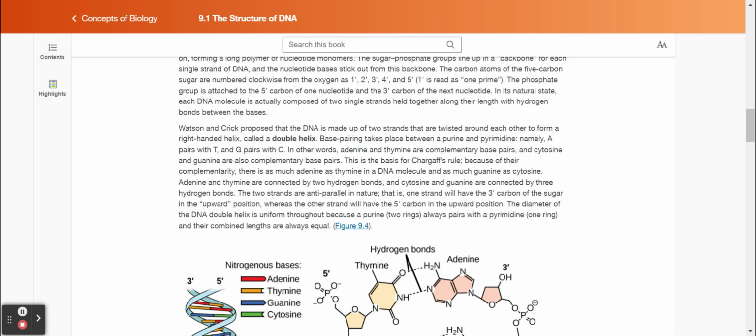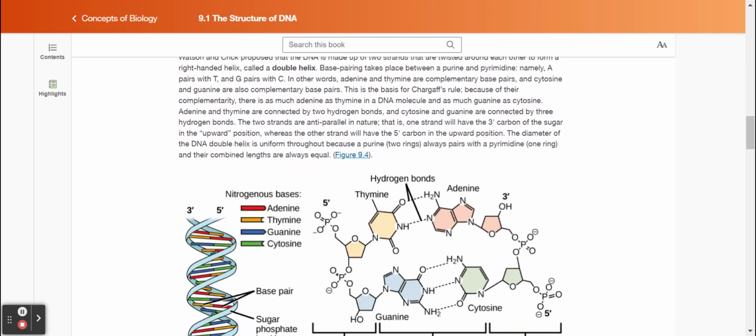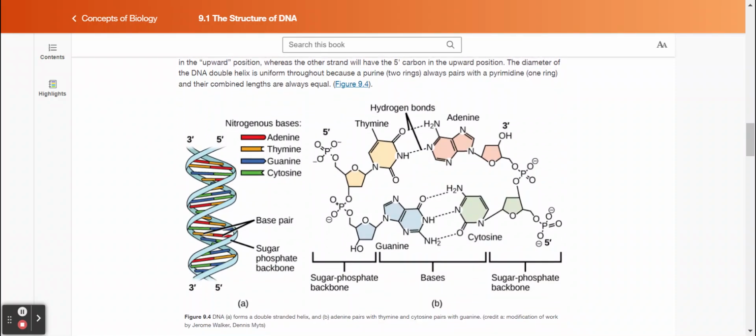The diameter of the DNA double helix is uniform throughout because a purine with 2 rings always pairs with a pyrimidine, 1 ring, and their combined lengths are always equal. Figure 9.4. DNA, A, forms a double-stranded helix, and in B, adenine pairs with thymine and cytosine pairs with guanine.